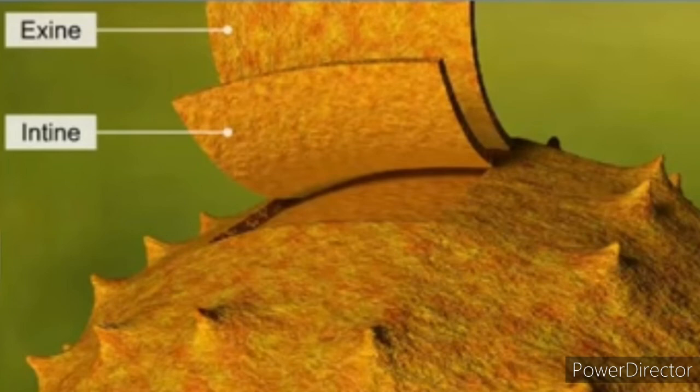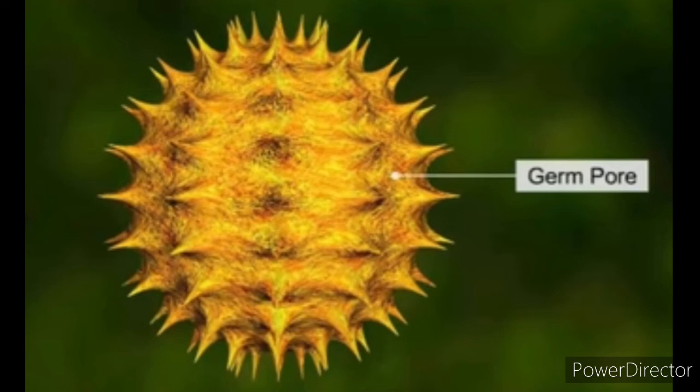It has prominent apertures in between, some small openings. That is called germ pores, G-E-R-M pores. In the germ pores, sporopollenin is absent. Because the exine, the outer covering, is made up of sporopollenin, pollen can be preserved as fossils. Pollen grains can be kept for a long time.